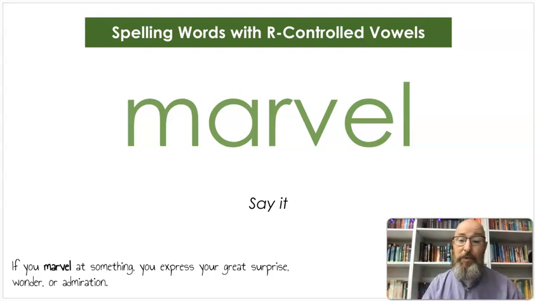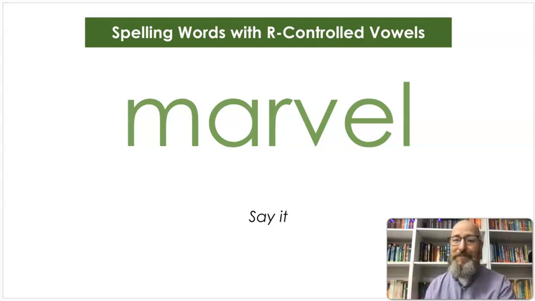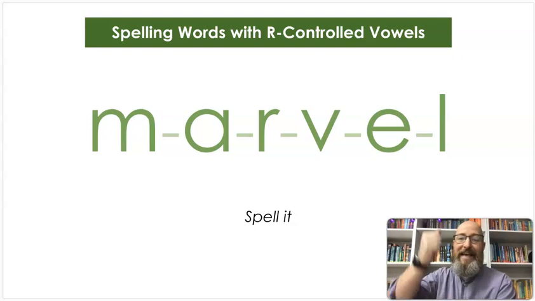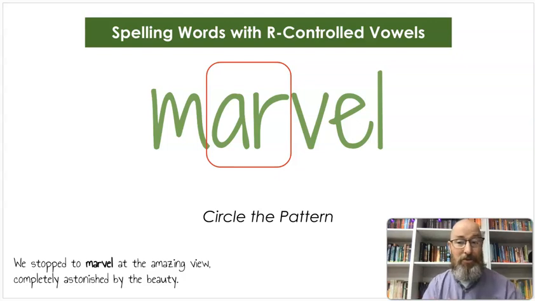If you marvel at something, you express your great surprise, wonder, or admiration. Let's count the syllables. Marvel. Marvel. Let's spell it. M-A-R-V-E-L. Marvel. And let's write it. M-A-R-V-E-L. Let's circle that R-controlled pattern. The A-R, what sound does it make? R, that's right. We stopped to marvel at the amazing view, completely astonished by the beauty.